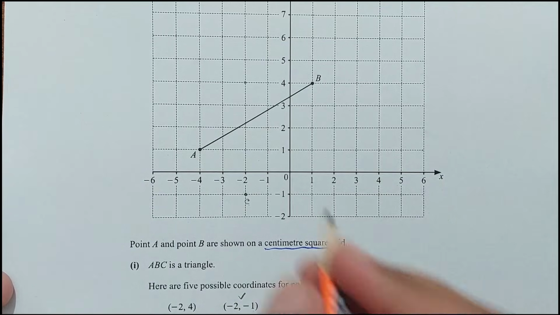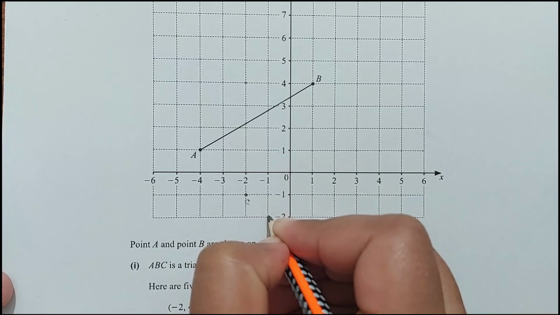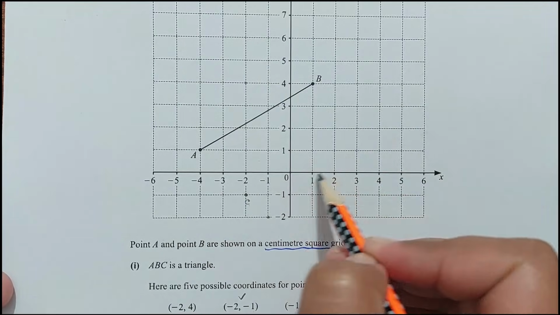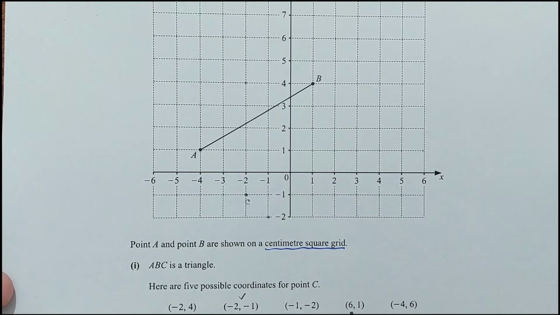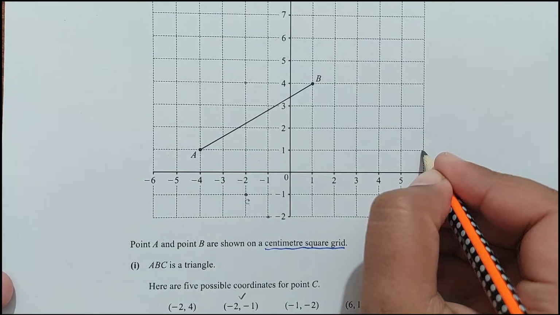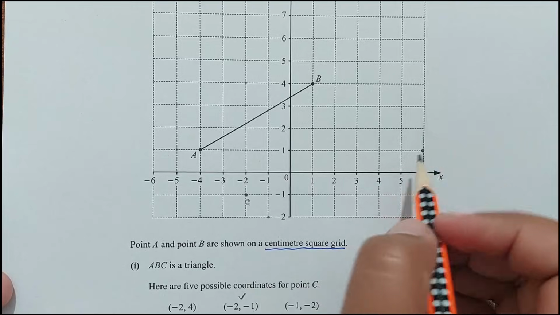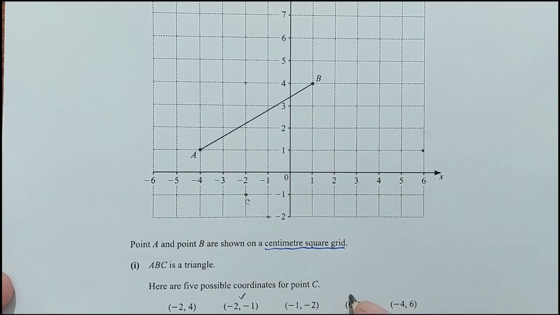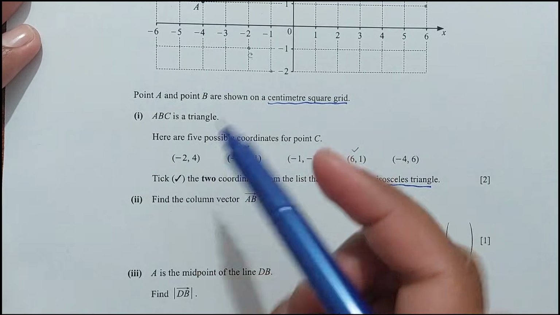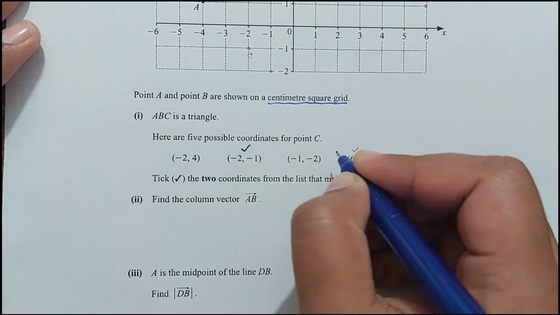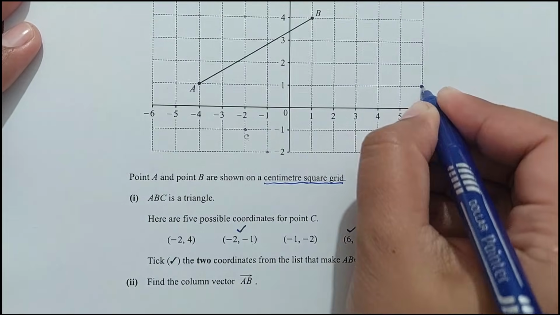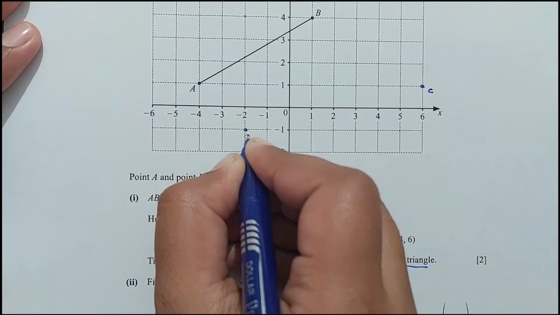Minus 1, minus 2. X is minus 1, y is minus 2 over here. This distance 1, 2, 3, 4, 5, 6. No. 6, 1. X is 6 and y is 1, right? This distance 1, 2, 3, 4, 5 units. Yes, this makes an isosceles. Okay, we have to work on just 2. So this is minus 2, minus 1 and 6, 1. These are the 2 possibilities for the coordinate of C.